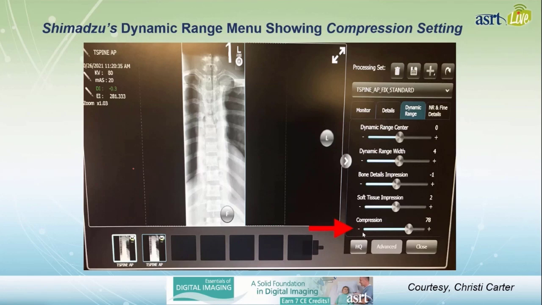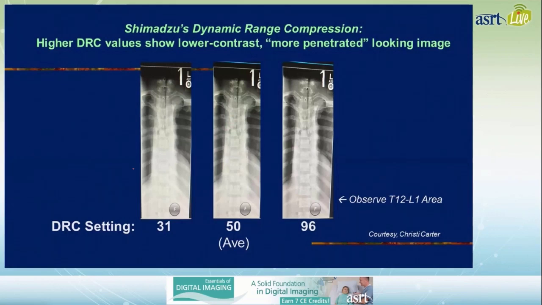So here's this Shimadzu menu again, showing that we've gone to the dynamic range menu. And so dynamic range compression is a common feature in digital processing, but also one that many manufacturers make available on the console here for you to play with. And you see down at the bottom right is the dynamic range compression setting. And you can sit there. I had fun doing this with Christy Carter at her lab in Dallas.